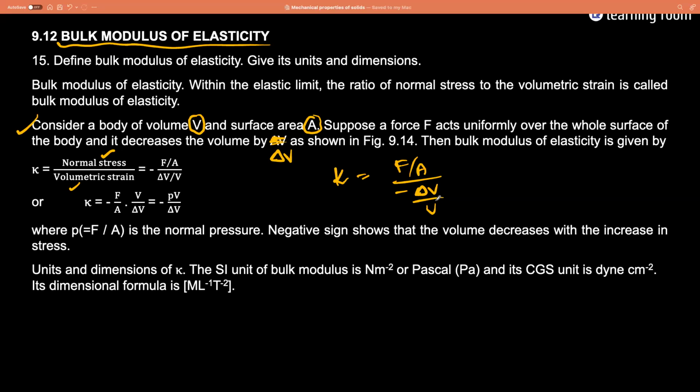Okay. So this F by A is also called pressure. So P into V divided by negative of delta V. Remember this parameter, this is very important. I told you about the waves chapter, no? Same waves chapter, this is. Remember this definition.